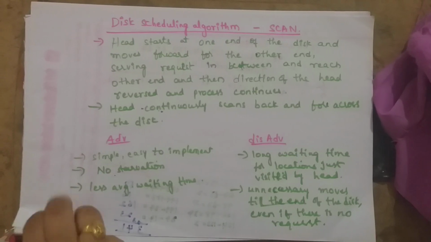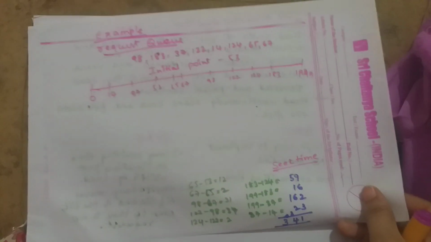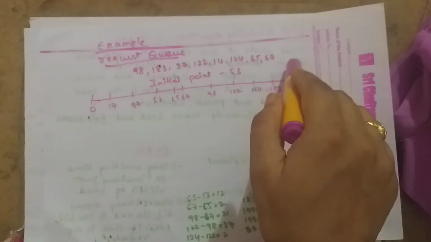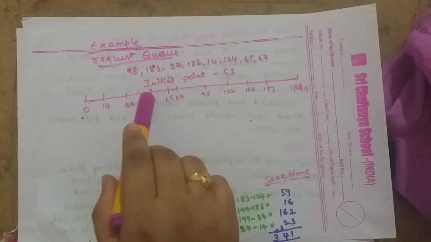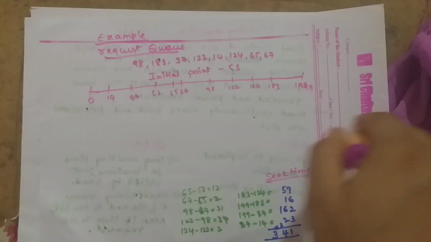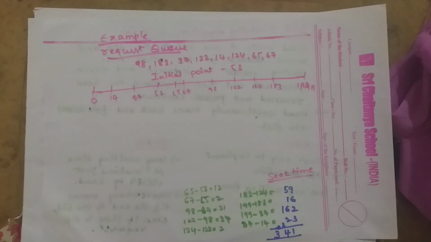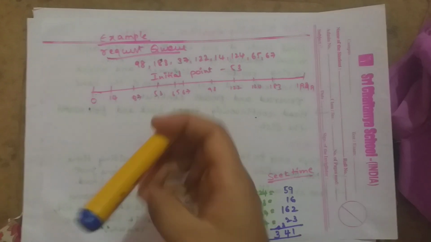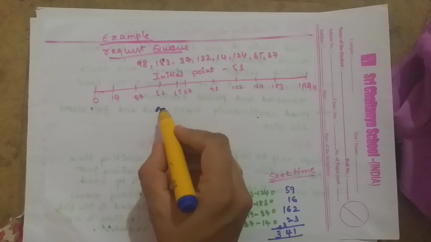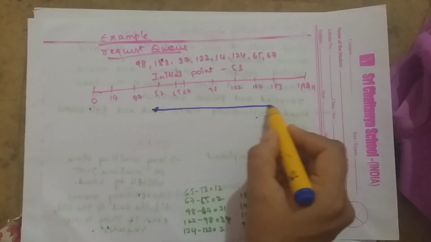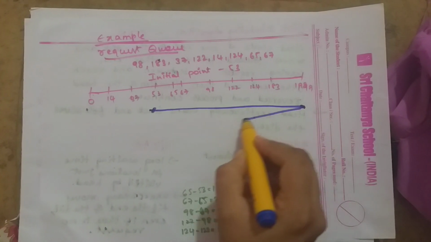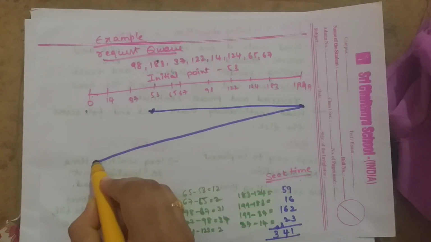Now we'll see an example. In this example, the request queue contains these requests. The initial point is at 53, and the head is moving forward. How the head moves, we'll see. From the initial point 53, first it moves in the forward direction up to the end, and again it moves in the backward direction up to this end.